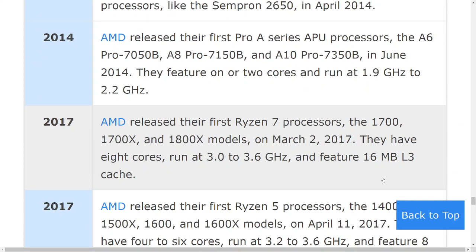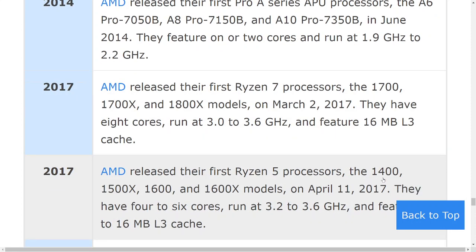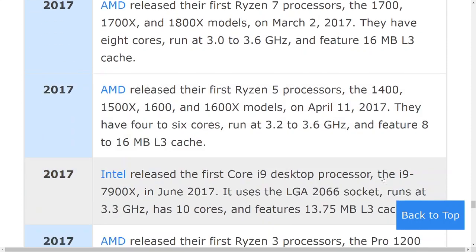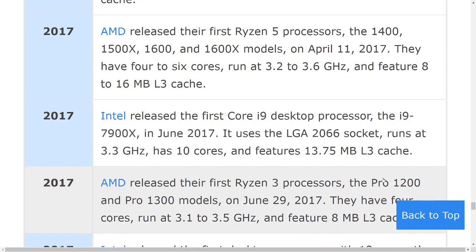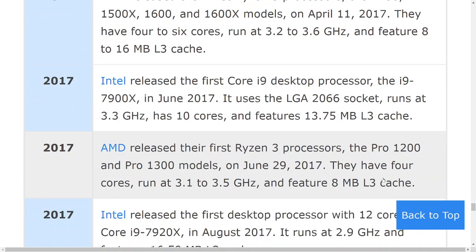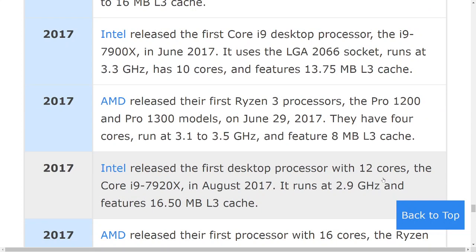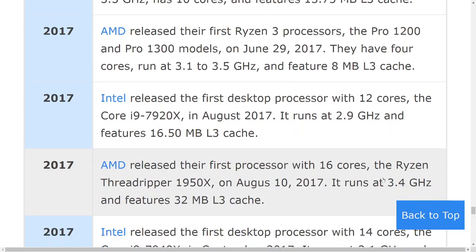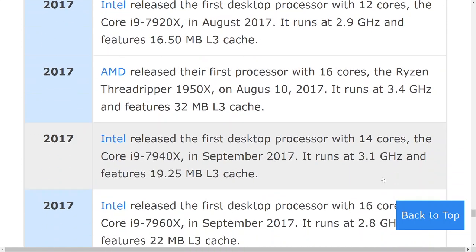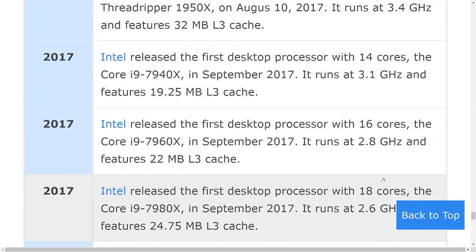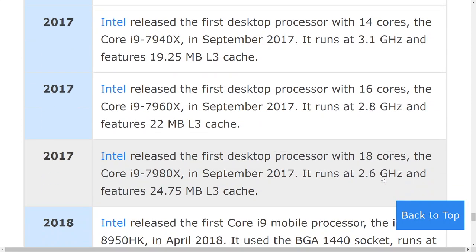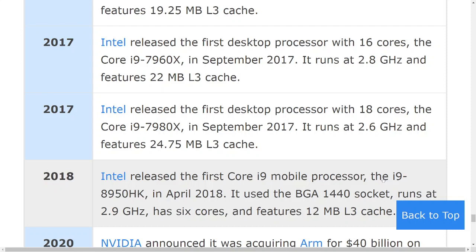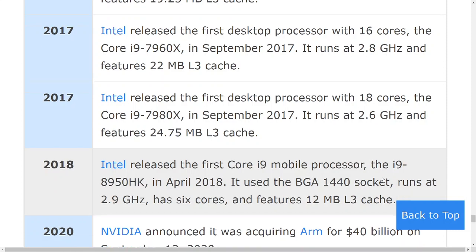Now in 2017, first Ryzen 7 processor was released by AMD. That is Ryzen 5. Then Intel released Core i9 desktop. In 2017, AMD released Ryzen 3. And the same year, Intel released first desktop processor with 12 cores. AMD then released 16 cores, 14 cores, 16 cores by Intel, and then 18 cores by Intel. In 2018, Intel released Core i9 mobile processor.